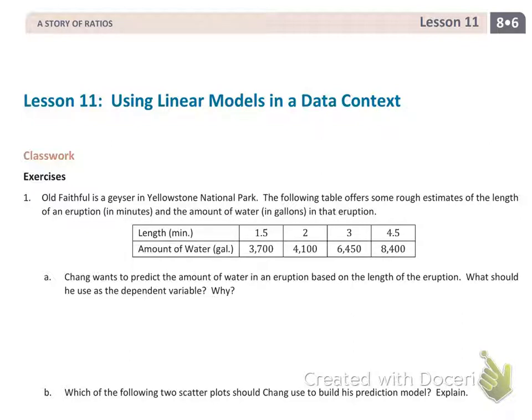Okay, so before you pause the video and think about that question, let's look at the data. So what is this saying? It's saying that one time the geyser erupted for a minute and a half and 3,700 gallons was estimated to have come out of Old Faithful. In 2 minutes, there was 4,100 gallons that came out. That's a lot of water in a short amount of time. So we have these 4 data points.